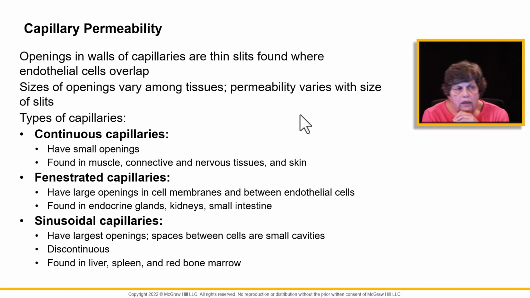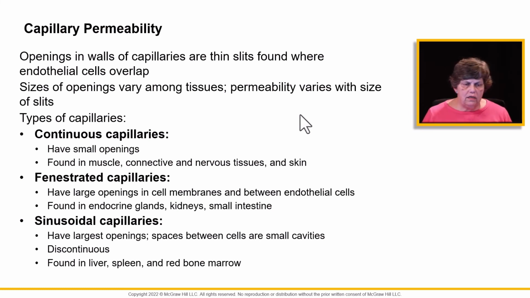So when we look at capillaries, we have openings in the walls of capillaries. They're slits. And we have different sizes of openings, so we have different types of capillaries depending upon what's going on. We have continuous capillaries. They have very small openings. This is found in muscles and connective tissue and skin. We have fenestrated capillaries. These have pores. These have large openings so that you can move a lot of stuff across this.